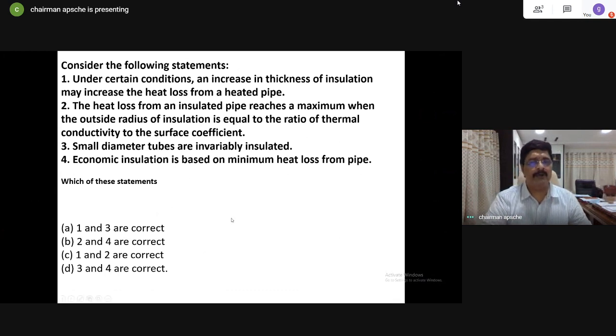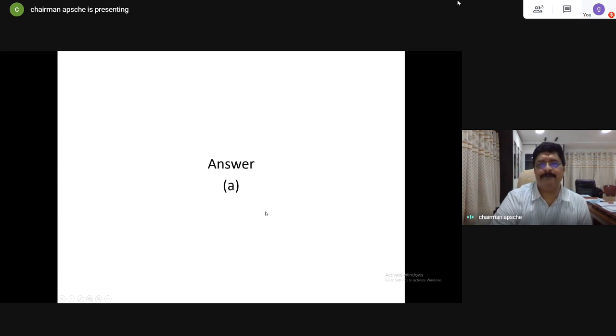So 1 and 2 are correct. 1 and 2 are correct. Small diameter tubes are invariably insulated. No, there is no such necessity. Who said all small tubes are to be insulated? Okay.